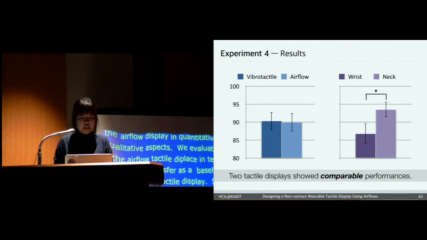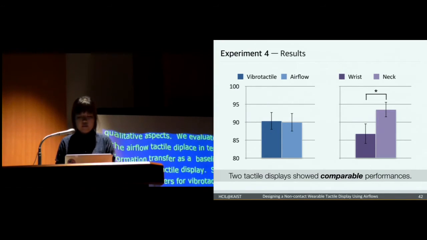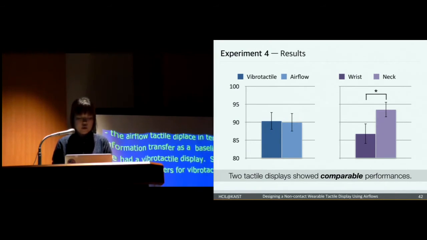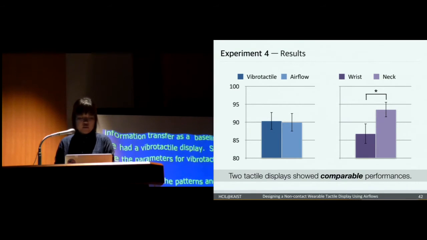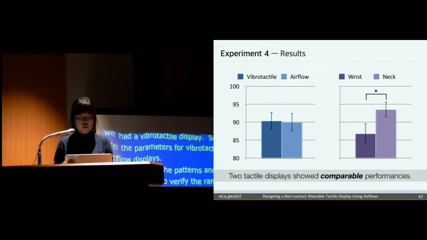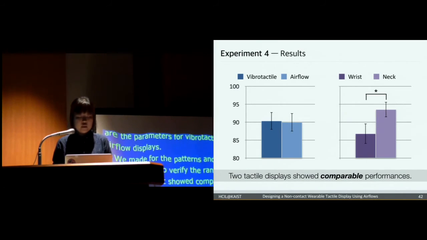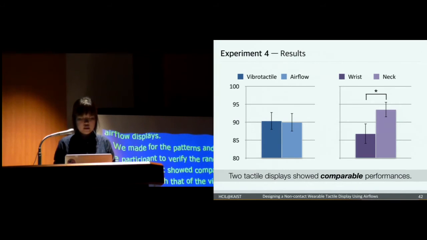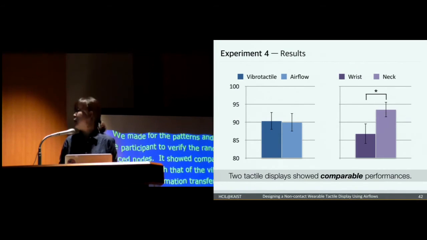The non-contact tactile display showed a comparable performance with that of the vibrotactile display, both in accuracy and information transfer. However, the location of the tactile display had a significant effect both on accuracy and information transfer. The neck is more sensitive than the wrist, and it had better performance.